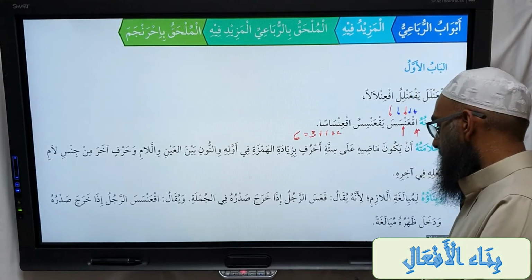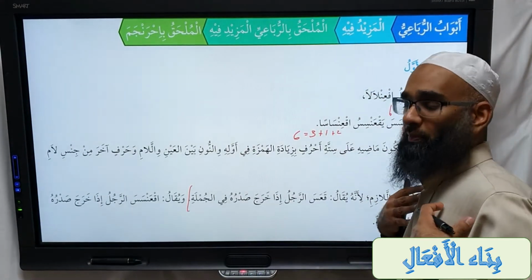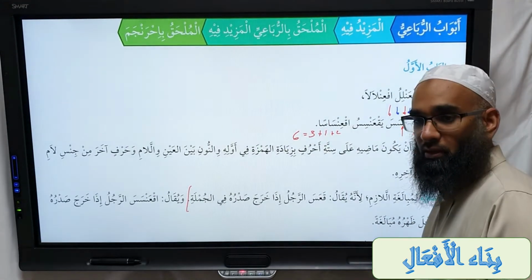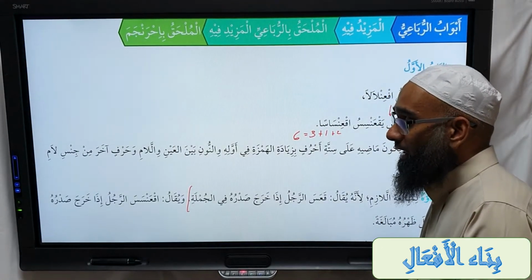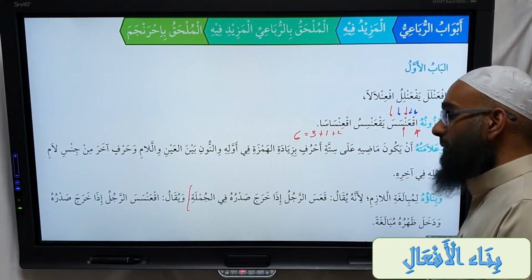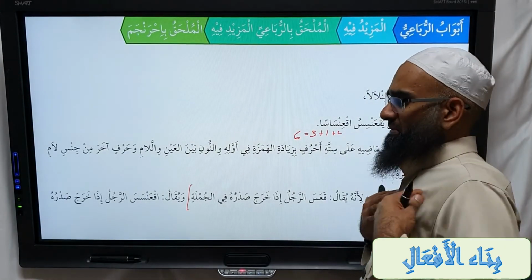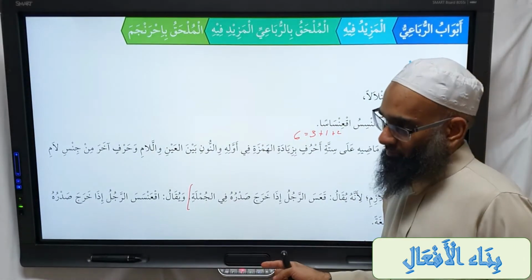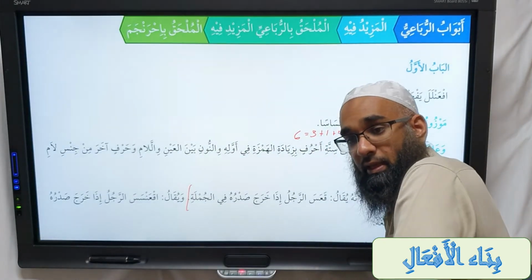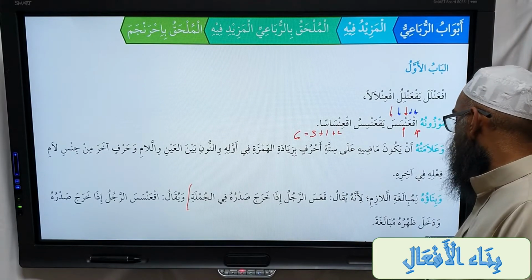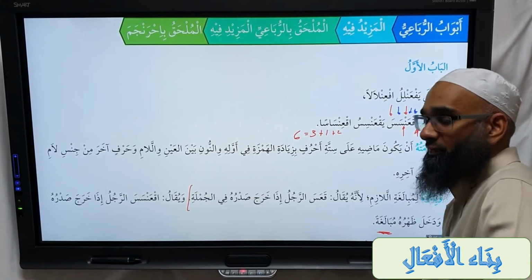For example, it is said قأس الرجل إذا خرج صدره في الجملة. When a person walks with his chest puffed out a bit, you say قأس الرجل. If it is a lot, then you say not قأس, but اقأنسس الرجل إذا خرج صدره ودخل ظهره في مبالغة. Whether it's arrogance or a physical defect, I'm not really sure what the Arabs meant, but whether you do it on purpose or with a defect, you say اقأنسس. Not في الجملة, but rather مبالغة, intensely. So the first pattern is افعنلالا يفعنلل افعنلالا.